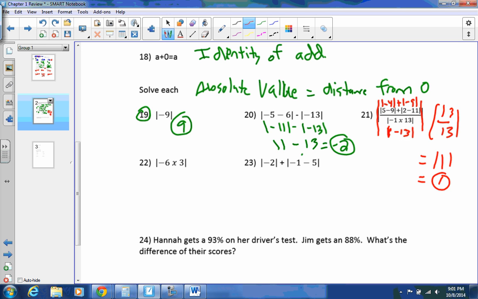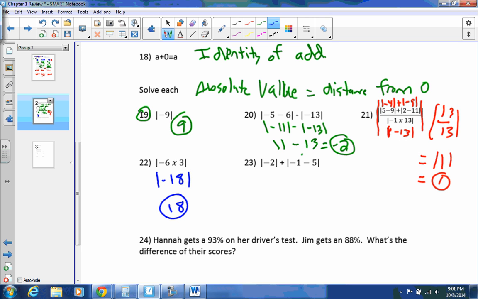All right. Let's go down to the bottom here. -6 times 3, you get a -18, because one is negative, one is positive, and when you do that for multiplication, the answer is negative. And -18 is 18 away from 0. So your answer is 18.